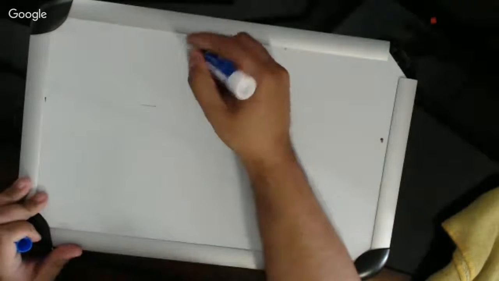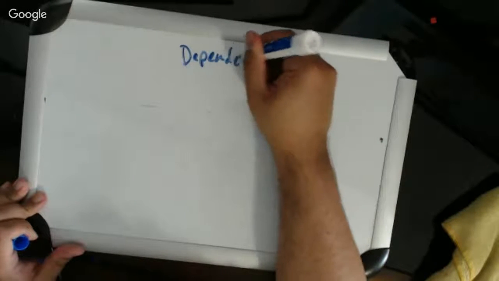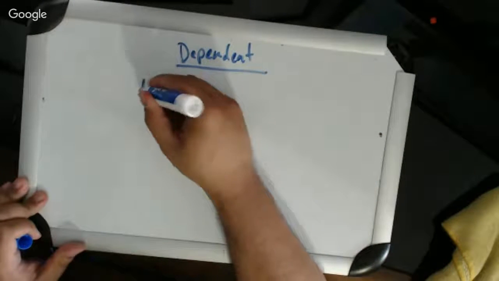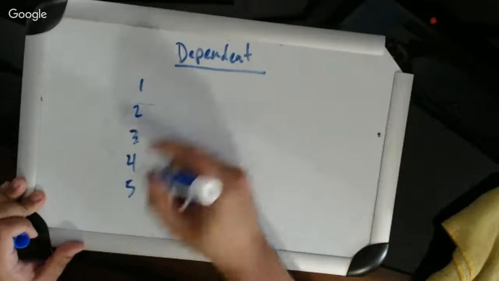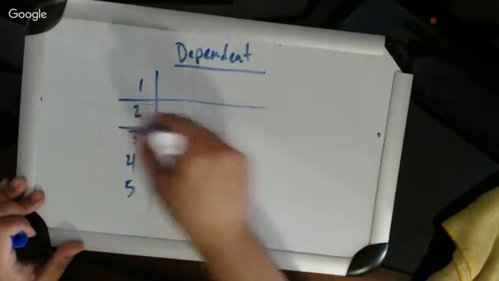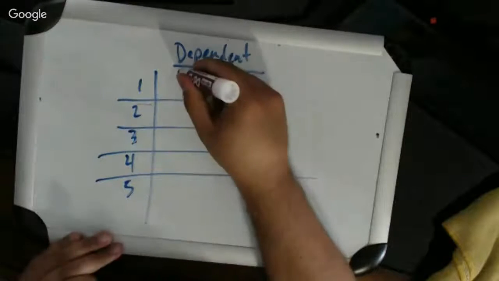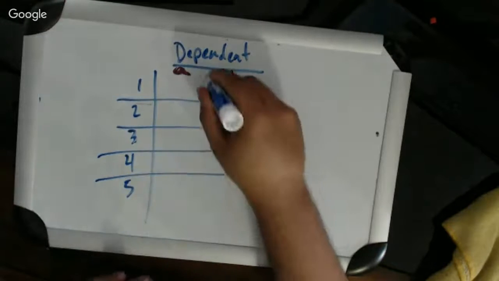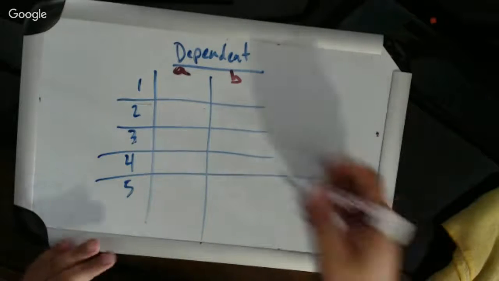Okay, so if you think of a dependent sample, let's say these numbers are just different participants. These are our participants here. And then we have two conditions, condition A and condition B. In this case, everyone is in the study, so everyone's in both conditions.